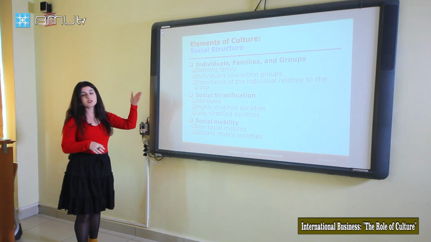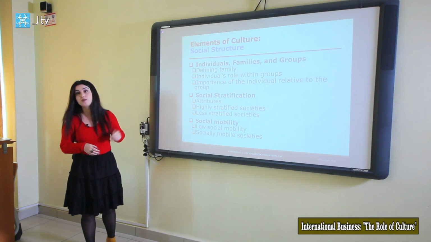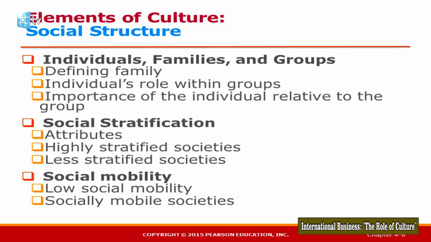It includes individuals, families, and groups, then social stratification, and then social mobility. What is it? Firstly, individuals, families, and groups include defining family, individuals' roles within groups, and the importance of the individual related to these groups. Guys, we all have some roles in our family and in our groups, and we all have importance as individuals in some groups. It doesn't matter whether it is in our workplace, our friendship groups, or our family.